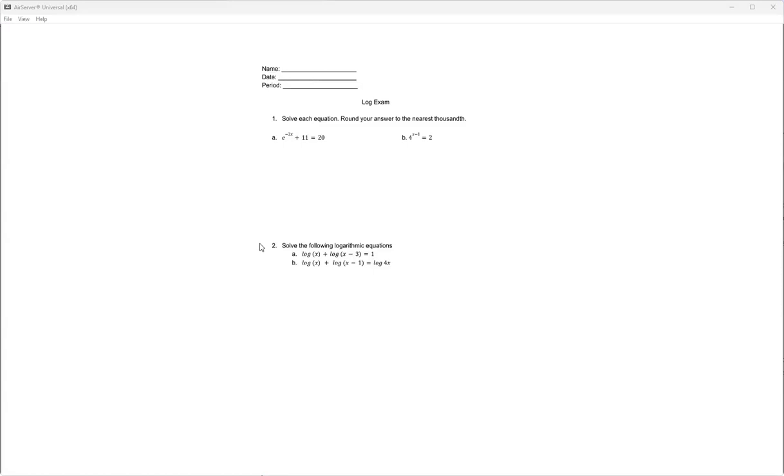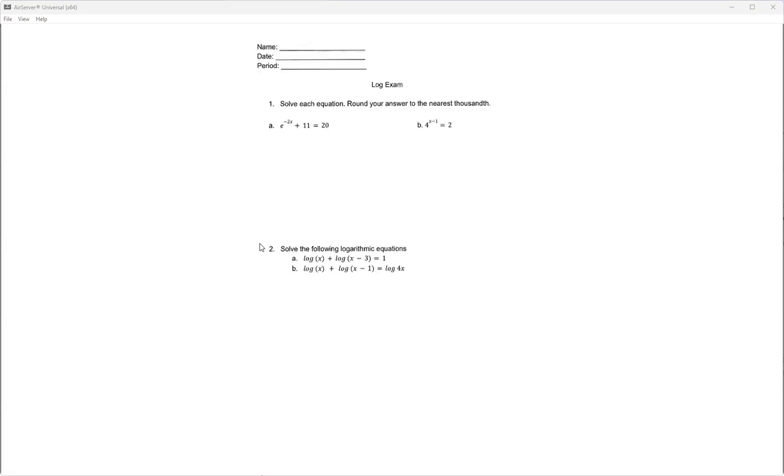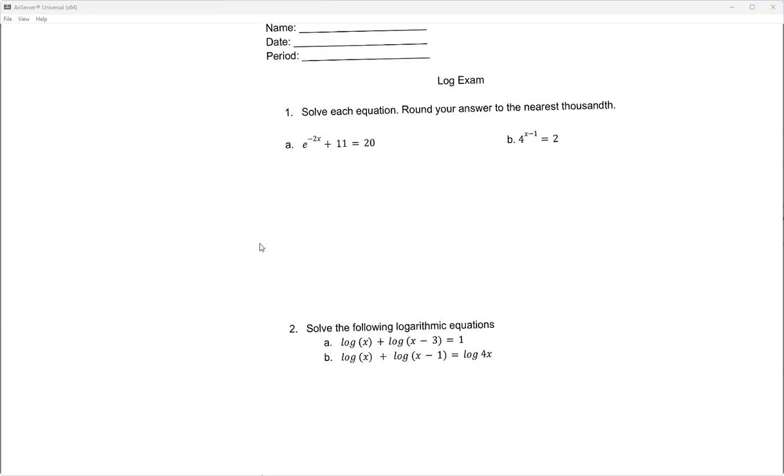Number one. Again, whenever you see an e, you should think ln, but before you do that, you want to simplify the equation as much as possible. So I would subtract the 11 first. All right, it becomes e to the negative 2x is equal to 9.